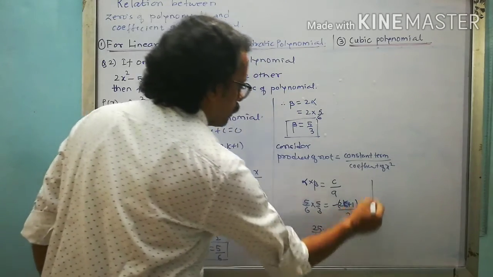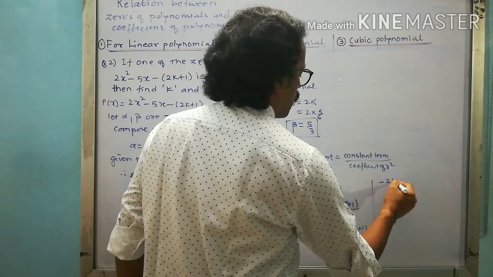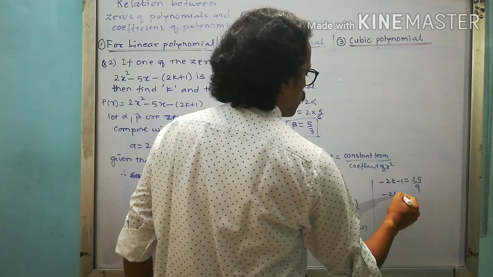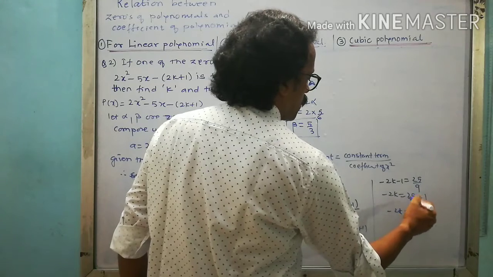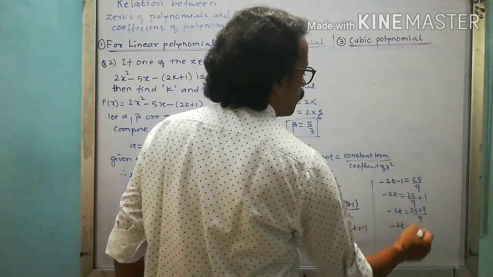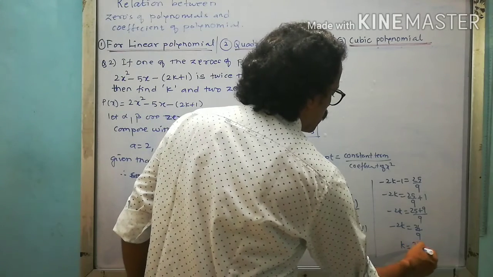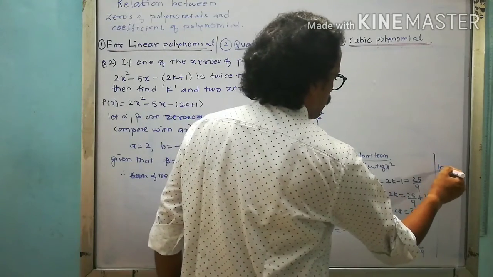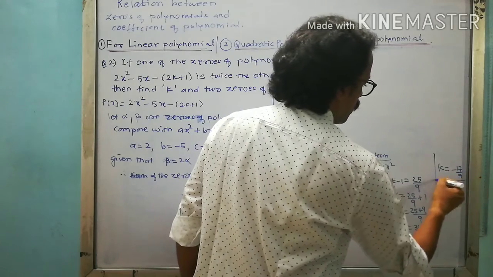So that is 2 nines are 18. So that minus of 2k minus 1 is equal to 25 upon 9. So minus 2k is equal to 25 upon 9 plus 1, minus 2k is equal to 25 plus 9 upon 9, minus 2k is equal to 34 upon 9. So k is equal to 34 upon 9 into minus 2. So finally the value of k comes out to be minus 17 upon 9.